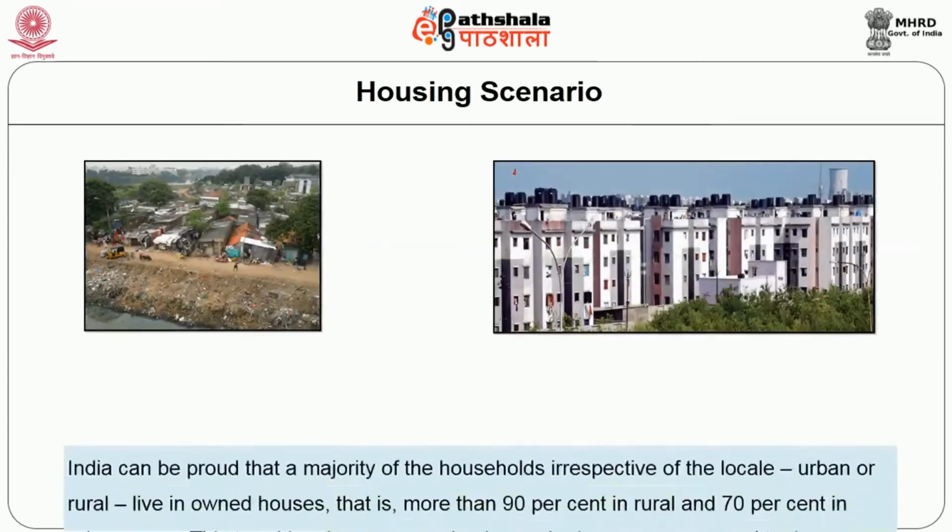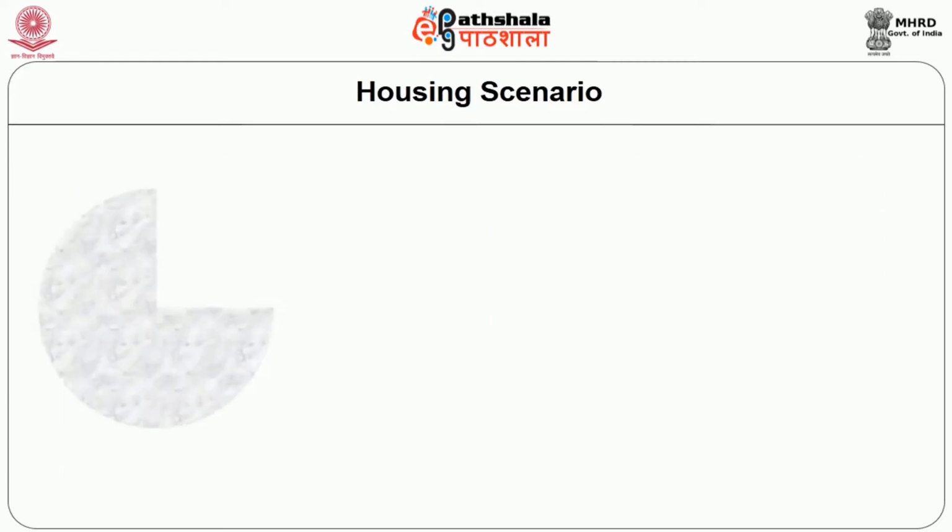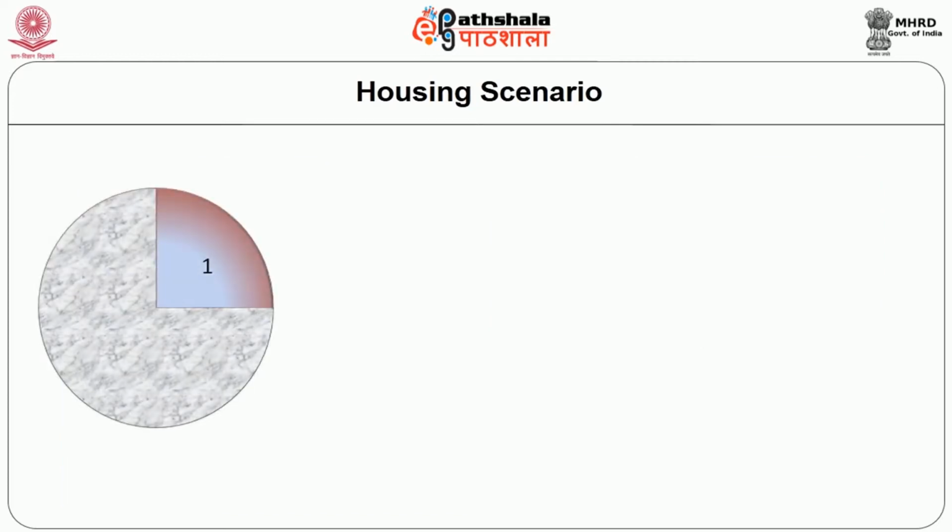The estimated number of total households, both rural and urban, which was 19.2 crore in 2001, had risen to 24.7 crore in the 2011 census, a rough increase by 5.5 crore. India can be proud that a majority of the households, irrespective of the locale, urban or rural, live in own houses, that is more than 90% in rural and 70% in urban areas. This trend has been reported to be on the increase compared to the previous census report. The situation seems to be satisfactory, yet there is something amiss.